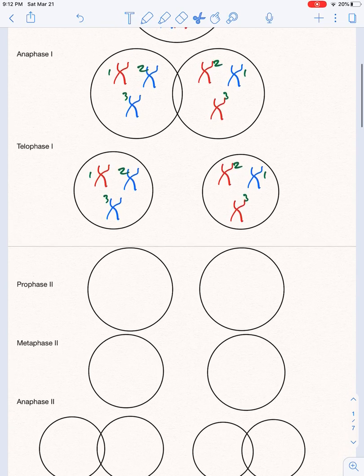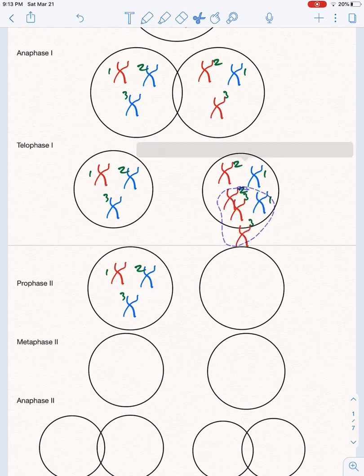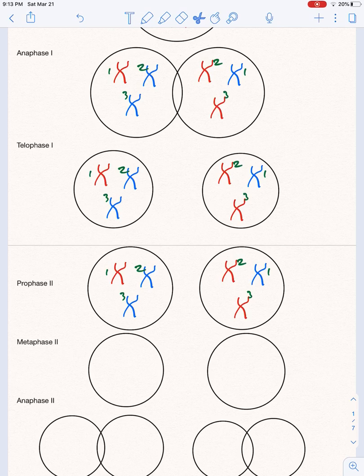Okay, let's move on. So basically, telophase 1 and prophase 2 look really similar. So we're just going to take these guys and slide them on down here. Okay, so we're set there. Now, metaphase 2, once again, we're going to align something. Well, in this case, our homologous chromosome pairs have been split up. Now we have chromatid pairs, sometimes called sister chromatids.